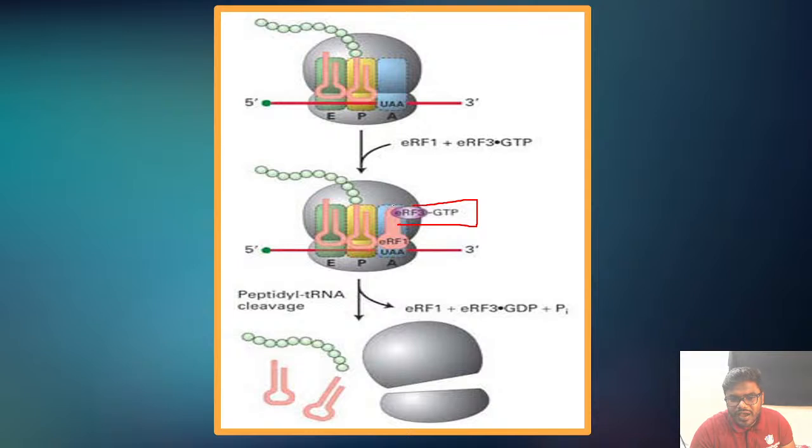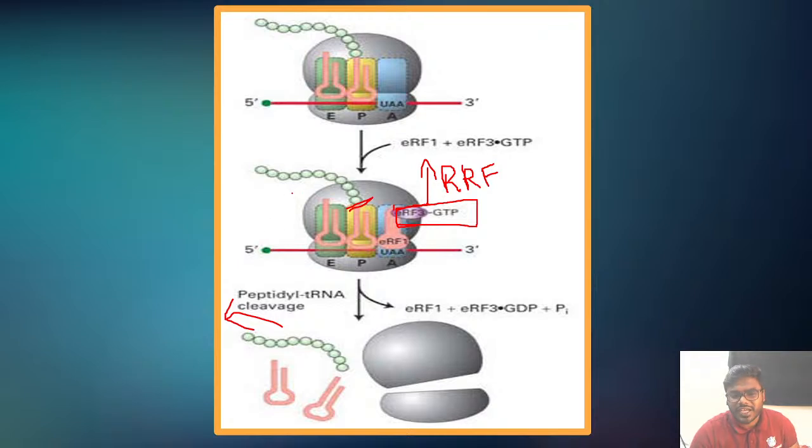The moment eRF1 recognizes the stop codon, immediately it recruits eRF3 GTP. As I already told all of you, friends, eRF3 GTP starts behaving like an RRF. So first, what will it do? This eRF3 GTP gives a signal to the peptidyl transferase enzyme. What kind of signal? To cleave the peptide bond. By that, friends, the entire polypeptide comes out.